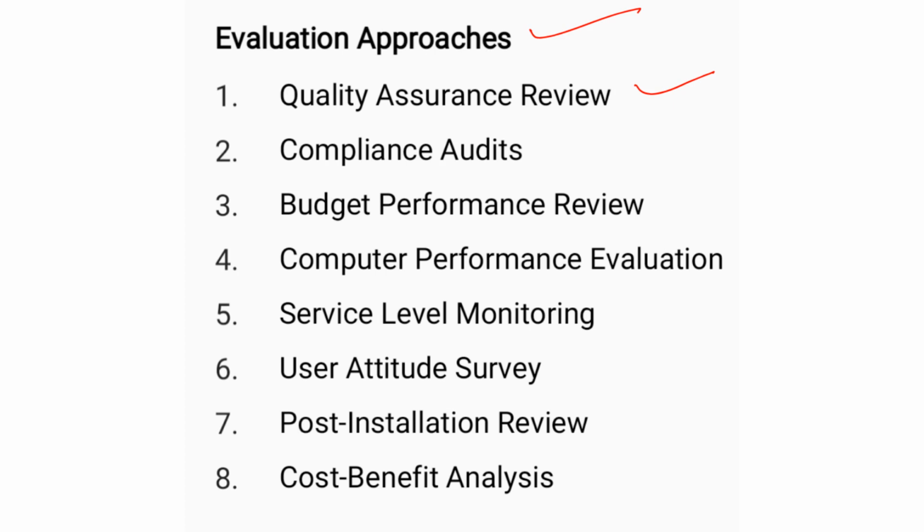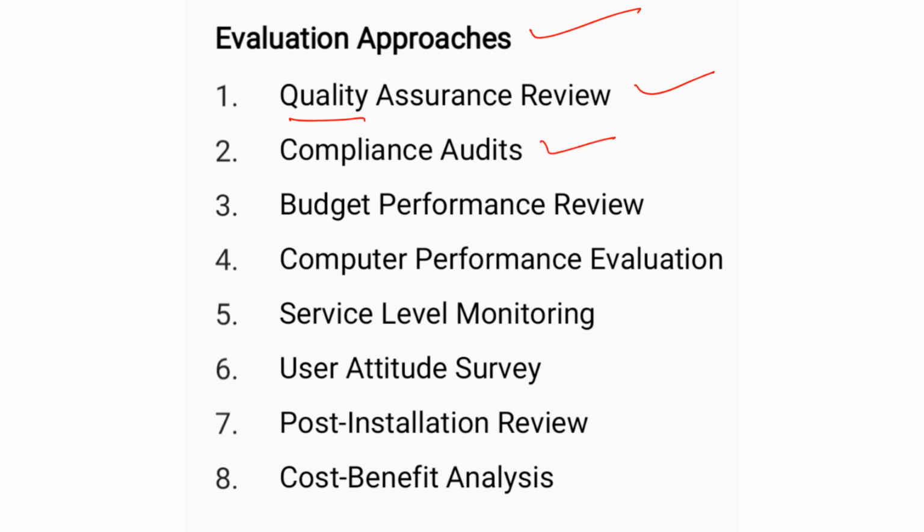It focuses on assessing the information system's technical quality, the quality of the system. For example, comparison of standards and operations acceptance procedure. This technical evaluation includes variables like data transmission rate, main or secondary storage, CPU capacity, technical reviews, etc. So that one we call quality assurance review.